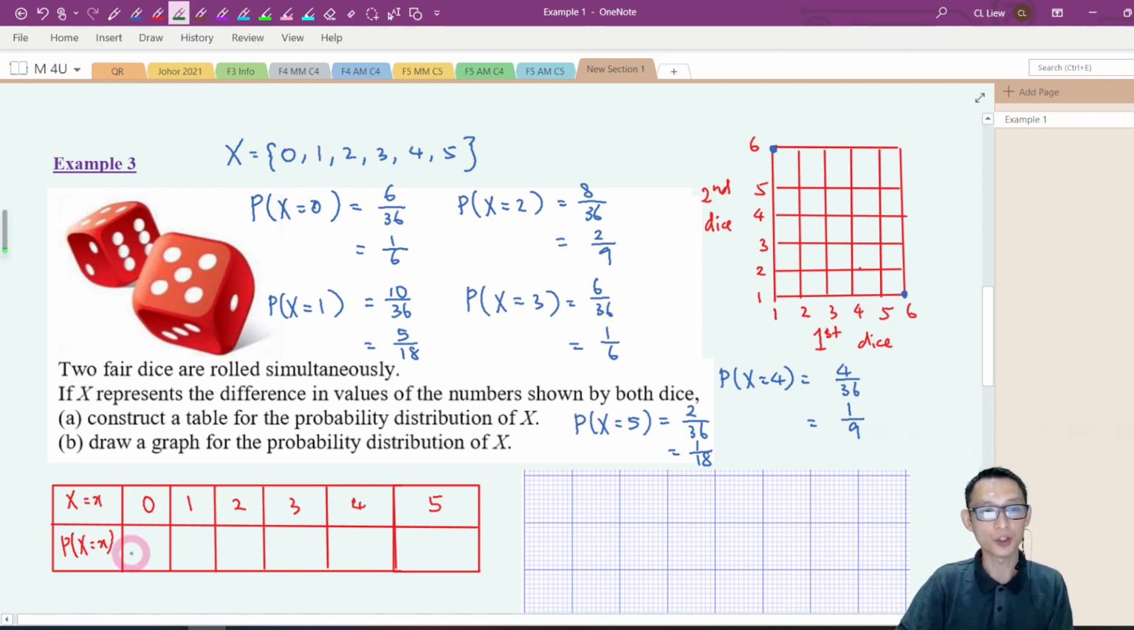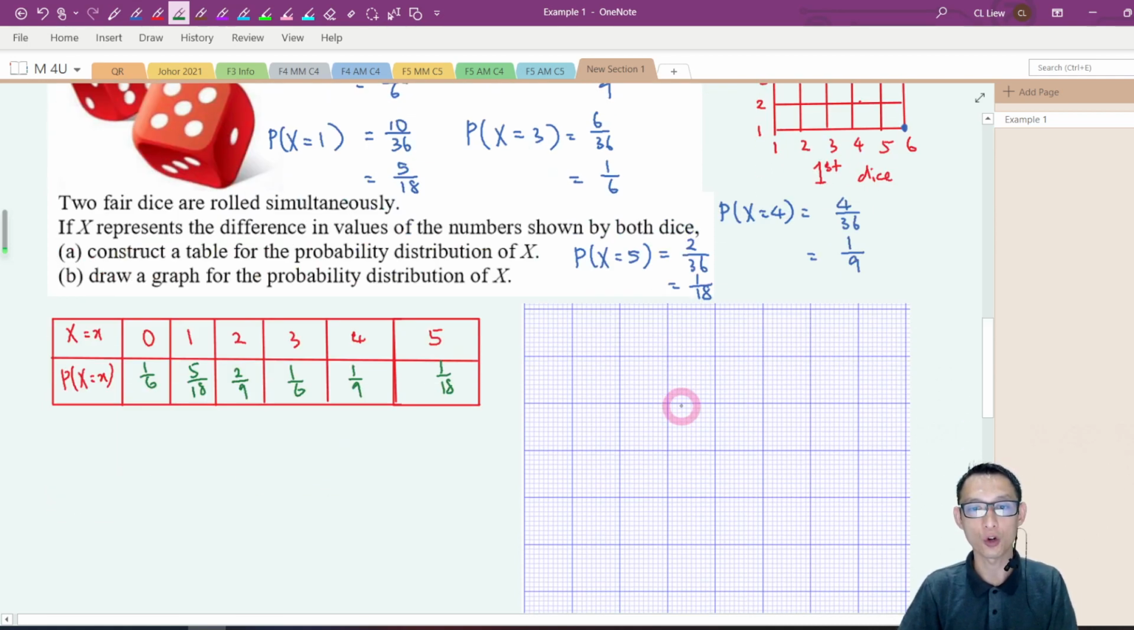So you can fill in all the values here. This is 1 over 6, this is 5 over 18, this is 2 over 9, this is 1 over 6, this is 1 over 9, and the last one is 1 over 18. This is the answer for part A. Okay, draw a graph for the probability distribution of X.